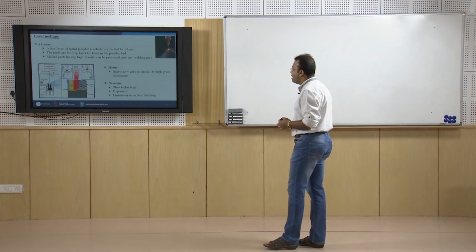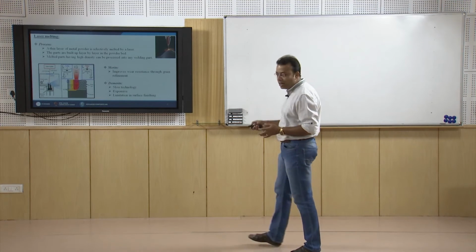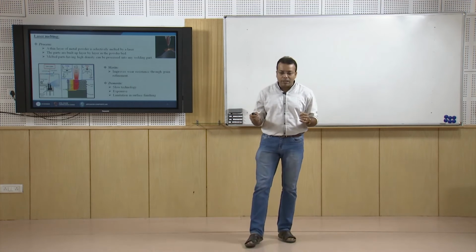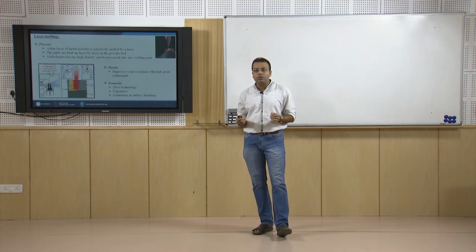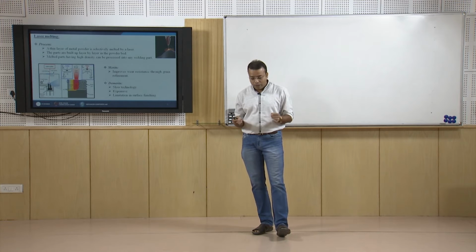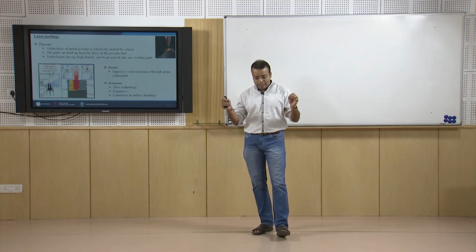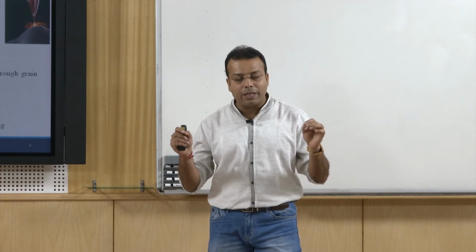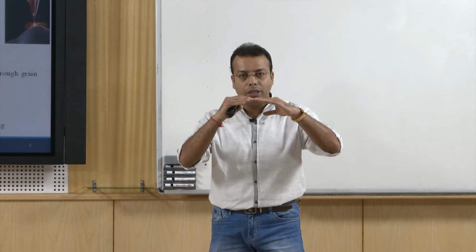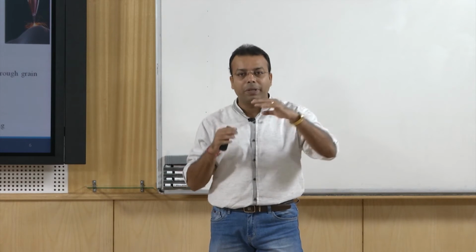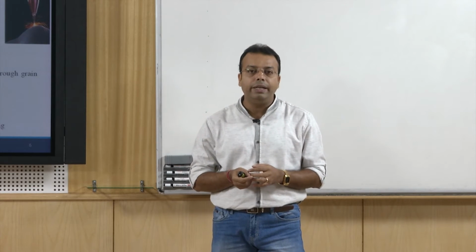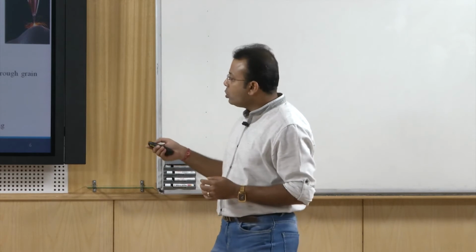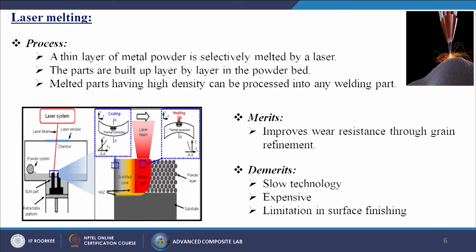The next one is called laser melting. From the name itself we can understand that here we use a laser source for heating the materials. We heat them up to a certain temperature below the melting temperature, otherwise the metal would be in liquid form. Here we generally use a carbon dioxide laser, or an Nd:YAG laser, just to heat the material.